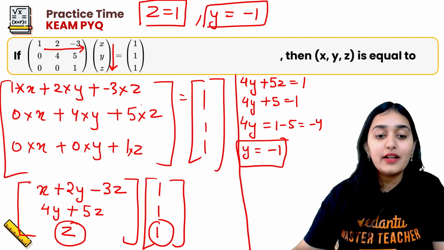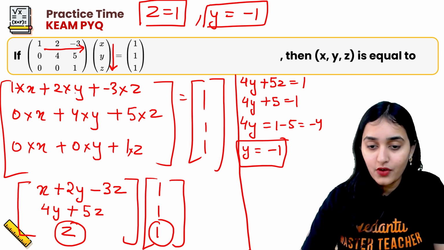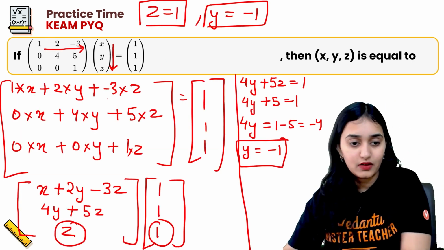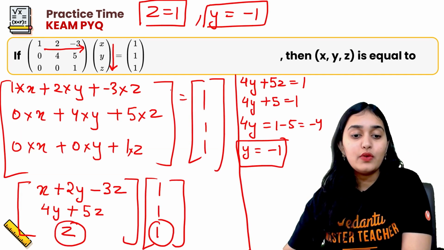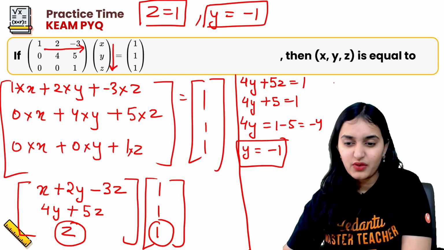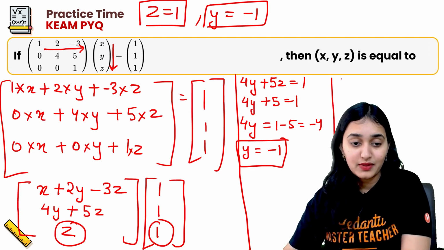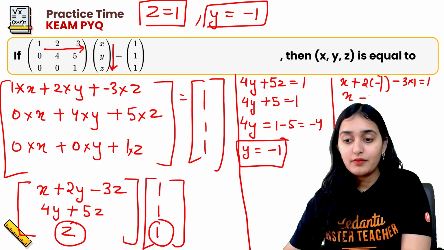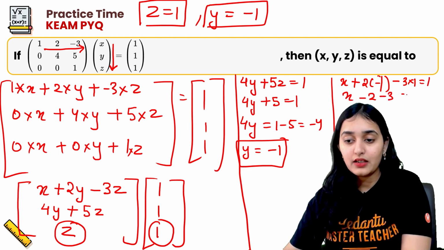And lastly we want x. So x will come from equation number 1. Let's solve equation number 1 also. 1 into x, 2 into y, 3 into z. Let me solve it here. So x plus 2 into minus 1 minus 3 into 1 is equal to 1.